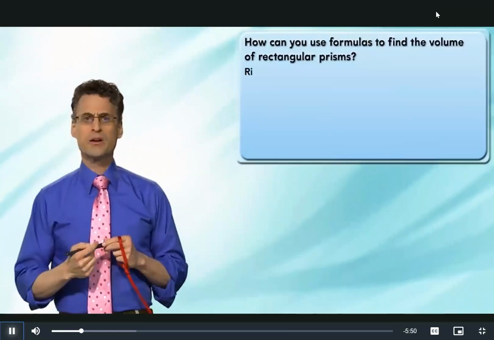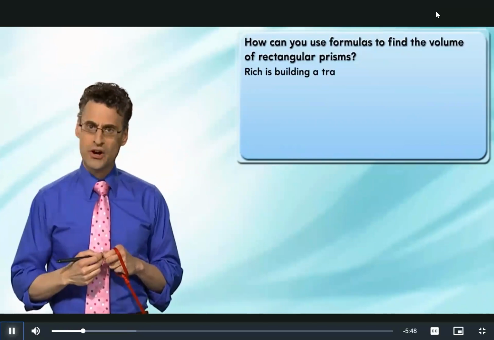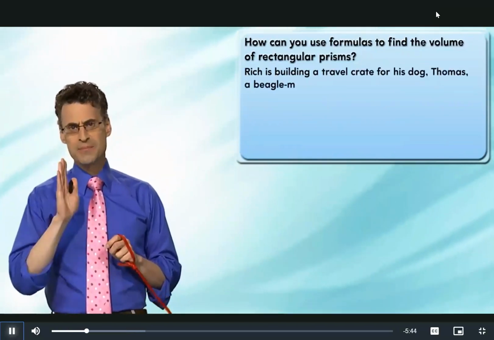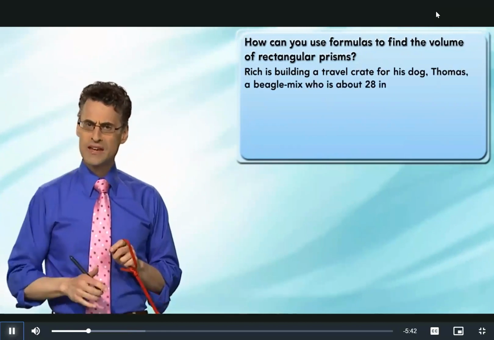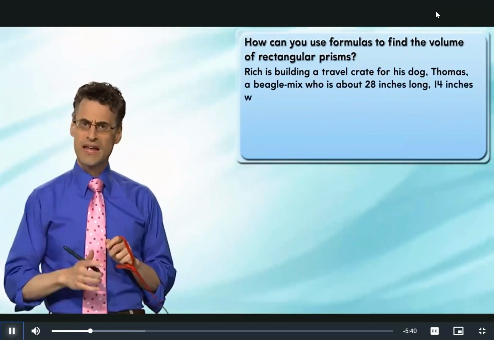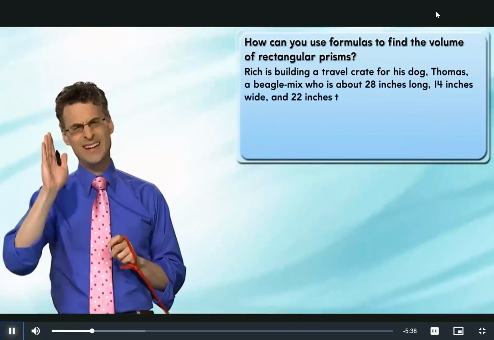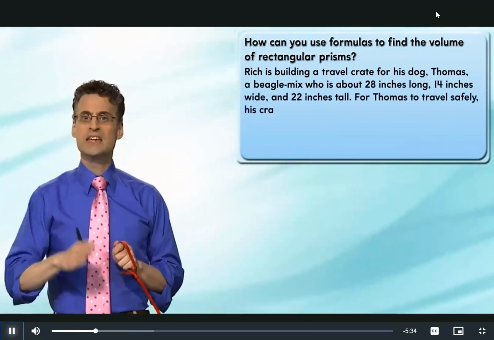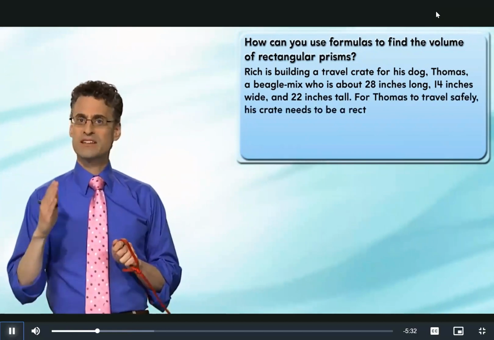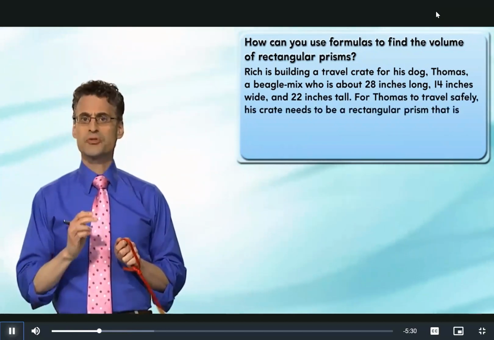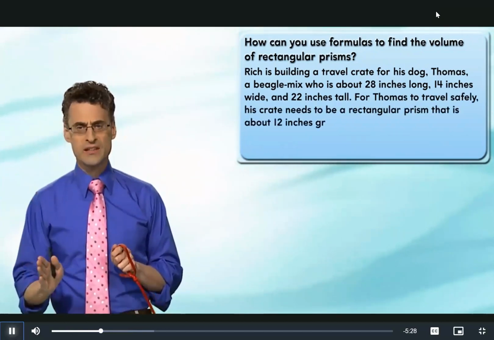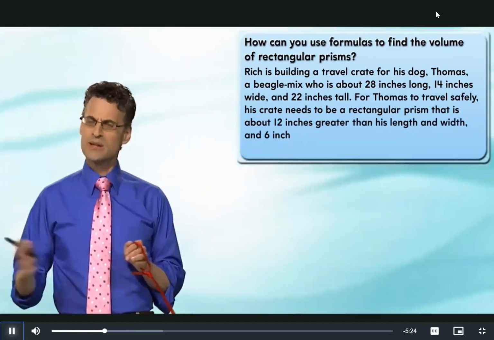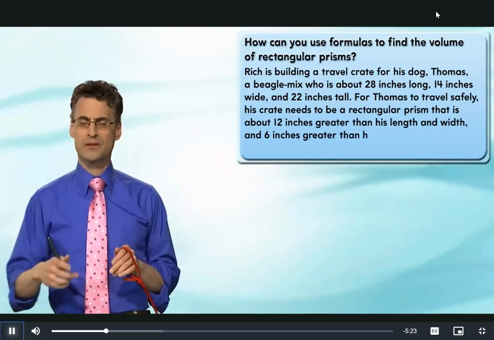So Rich is building a travel crate for his dog, Thomas. This dog, Thomas, is a Beagle mix who is about 28 inches long, 14 inches wide, and 22 inches tall. Real cutie pie. Now, for Thomas to travel safely, his crate needs to be a rectangular prism that is about 12 inches greater than his length and width, and 6 inches greater than his height. So he can fit in there and have some room to play around and be comfortable.